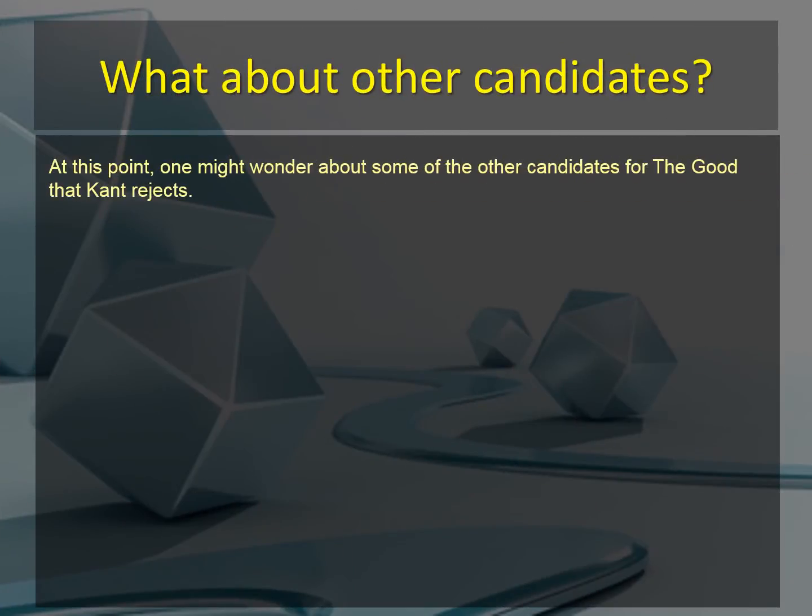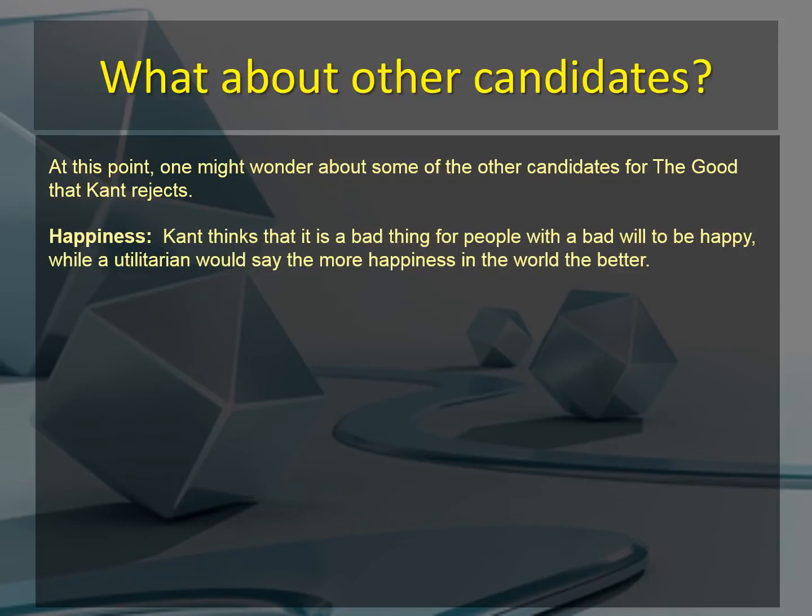At this point, one might wonder about some of the other candidates for the good that Kant rejects. Kant does not believe that happiness can qualify as the good because he believes that the good will is a requirement for us to think that somebody deserves to be happy. In other words, he thinks it is a bad thing for people with a bad will to be happy, while a utilitarian would say that the more happiness in the world, the better.